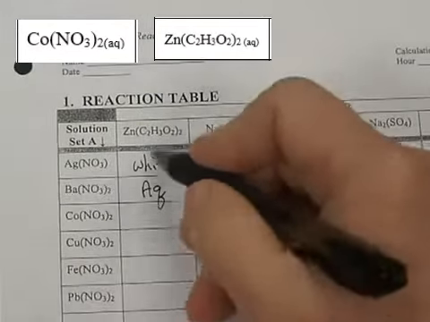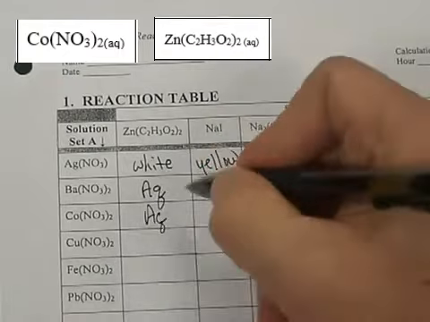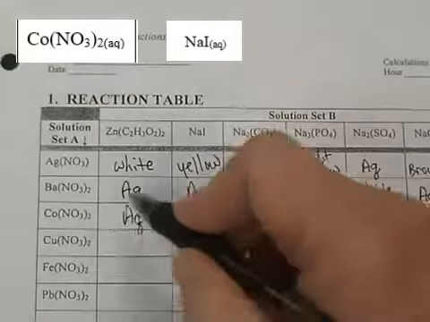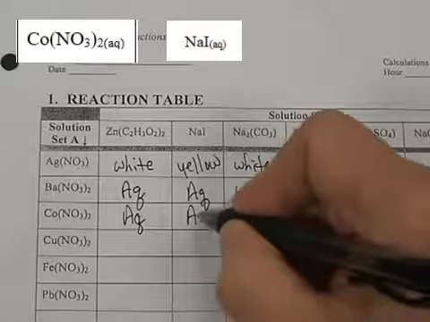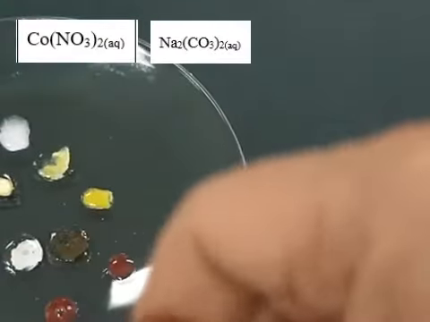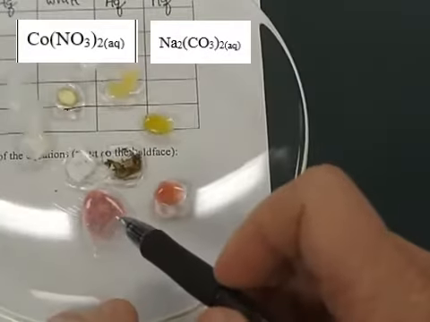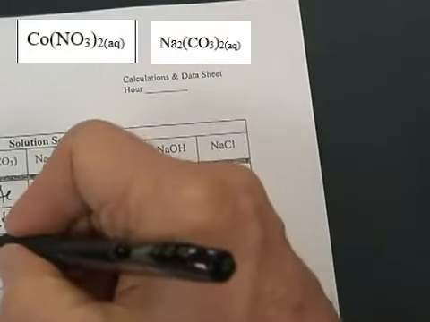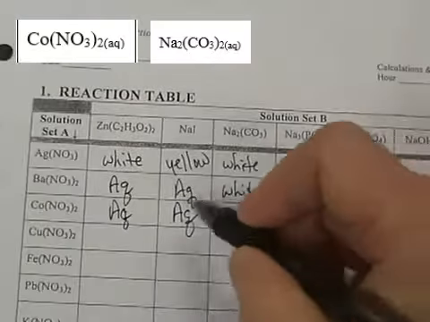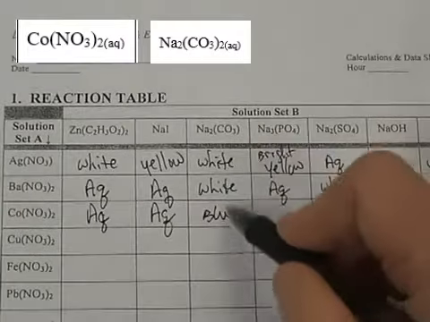And so as we label these, cobalt nitrate with zinc acetate, nothing happens. It's aqueous. Sodium iodide with cobalt nitrate, nothing happens. And then we'll bring out sodium carbonate. So we have the Na2CO3. If you look closely inside there, you're going to see bluish colors in there. What we put here is blue for our chart, blue for cobalt nitrate and sodium carbonate.